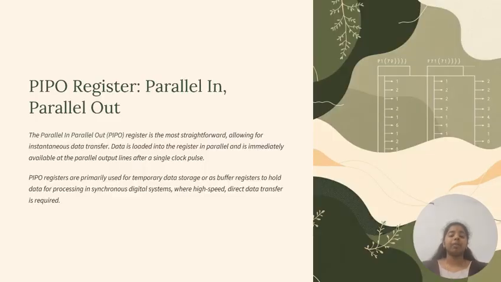Now let's discuss the PIPO register, parallel in, parallel out. A parallel-in parallel-out register is the most straightforward, allowing instantaneous data transfer. Data is loaded into the register in parallel and is immediately available at the parallel output lines after a single clock pulse. PIPO registers are primarily used for temporary data storage, as a buffer register to hold data for processing in synchronous systems where high-speed direct data transfer is required.